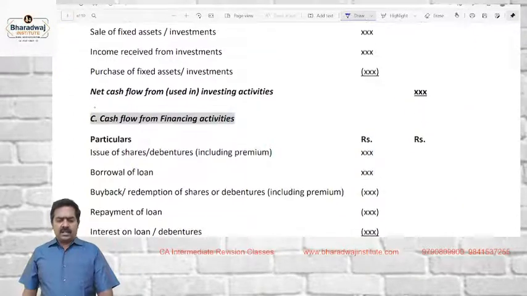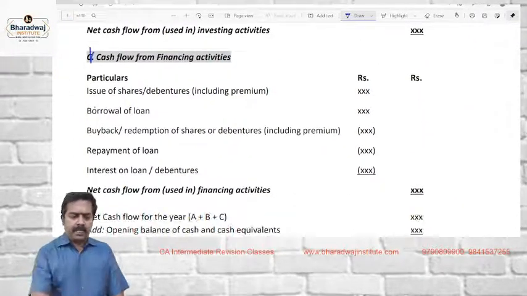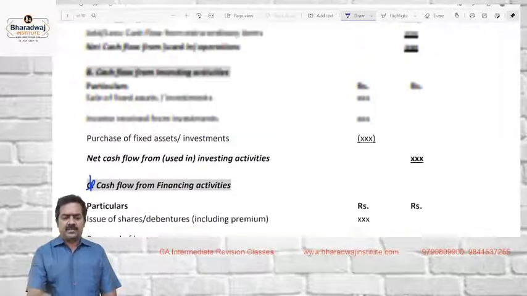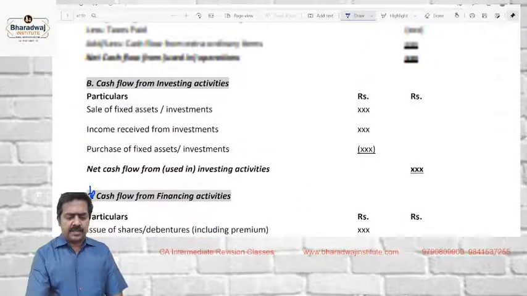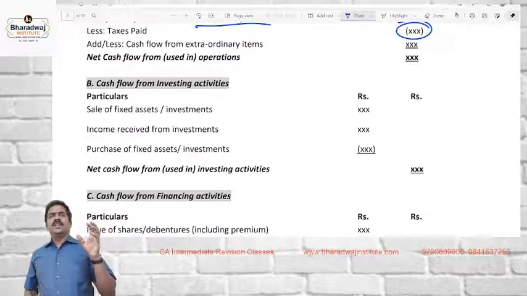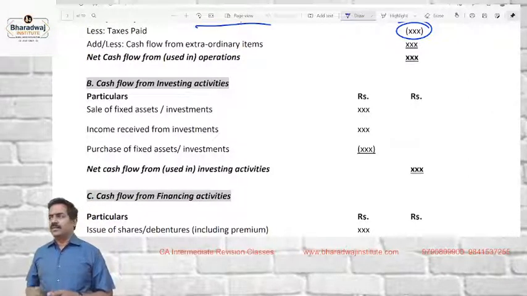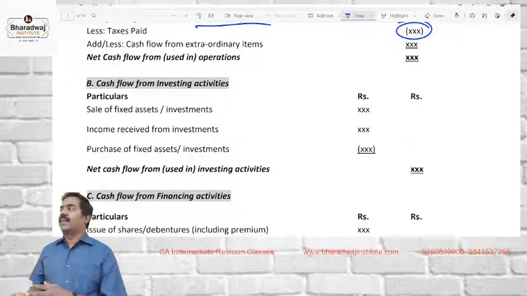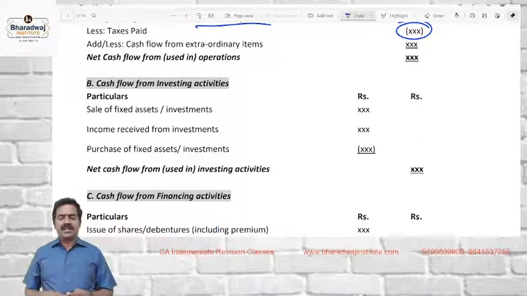Then cash from which activity? Investment activity. Cash from investment activity is the next one. This is related to your assets. See, if operating activity is related to your P&L account, this investing activity is related to your assets.